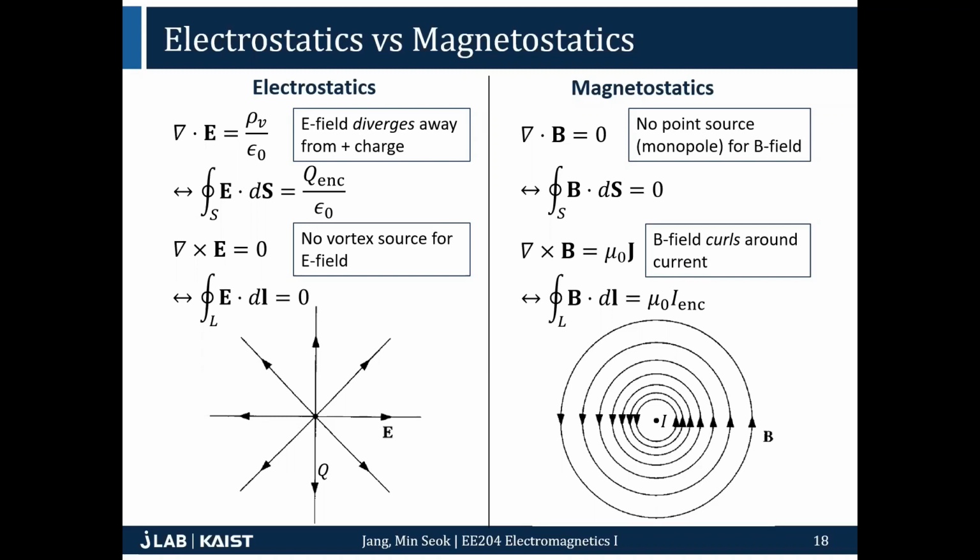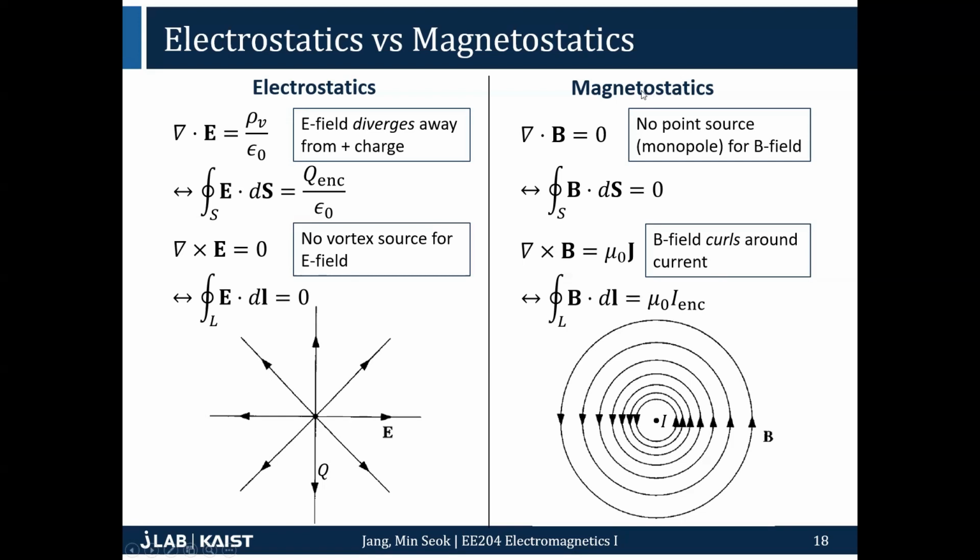Okay, so what we learned last time is the comparison between electrostatics and magnetostatics, right? So in electrostatics, there are two governing equations. One is about the divergence of E, and the other is about the curl of E. In electrostatics, curl of E is 0, whereas divergence of E is the charge density, right? So as I said earlier, the electric field is created in a diverging way from a charge, right?